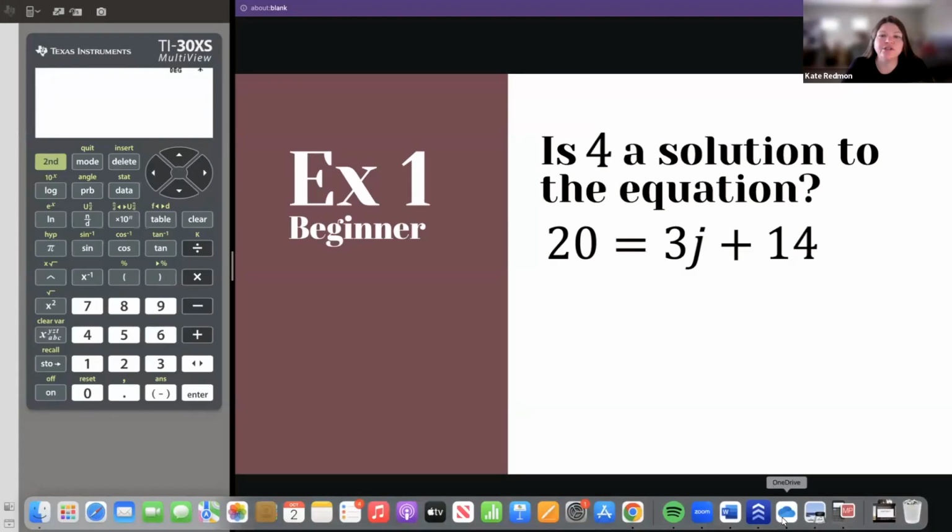Is 2 a solution to the equation 20 equals 3j plus 14? I don't even have to solve this.